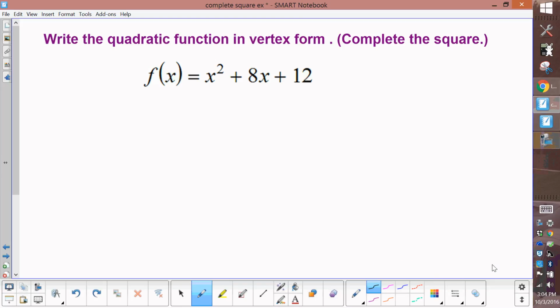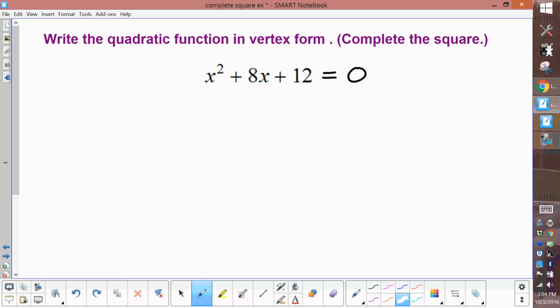Okay, we're going to write this in vertex form by completing the square. The first thing I like to do is get rid of this function notation and the equals there. And I'm going to actually add an equal 0 over here on the right. And let's just go ahead and erase it so it goes away and looks a little bit cleaner.